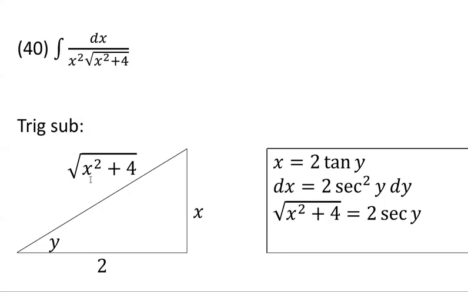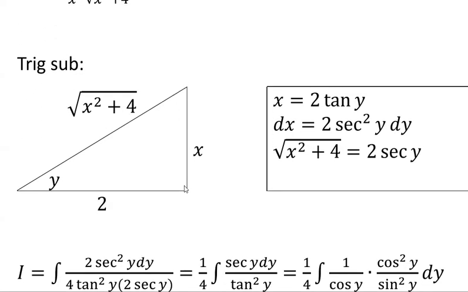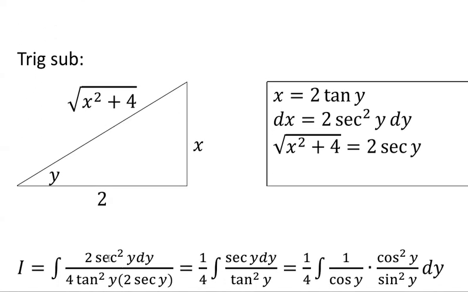How do we get that? That's just 2 secant y, sorry. Okay, secant y is the square root term over 2, so 2 secant y is the square root term. Okay, so we substitute everything. That's this step right here.